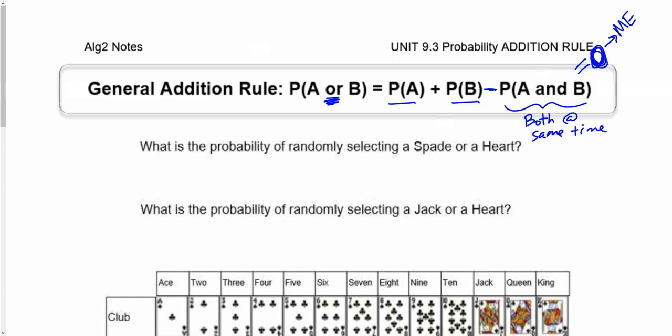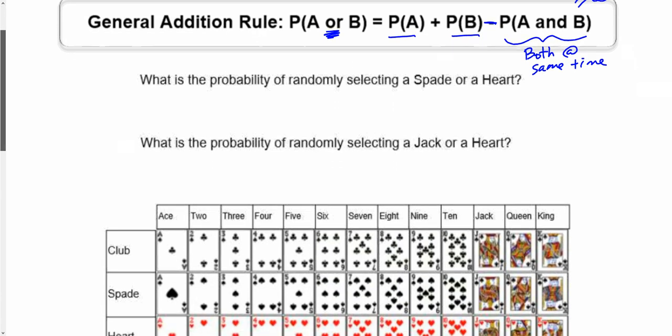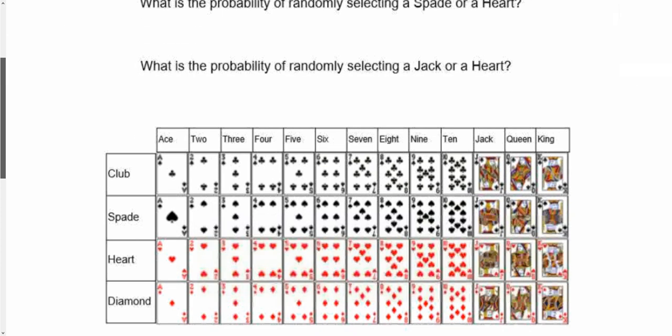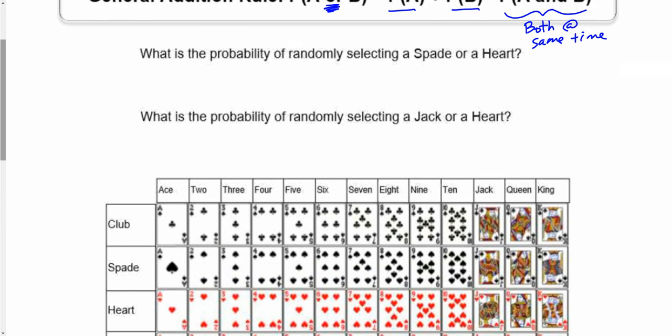So we're going to go through and see if these events are mutually exclusive or not. Let me show you this illustration right here. I'm going to use the deck of cards as a visual to see what mutually exclusive means. It says, what's the probability of randomly selecting a spade or a heart? So the key word here is or.